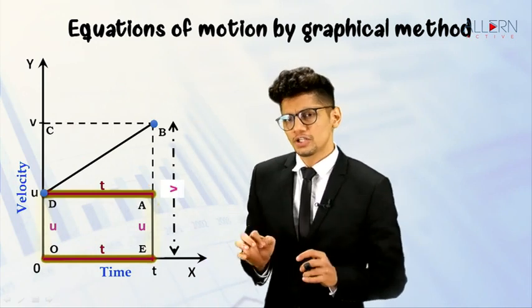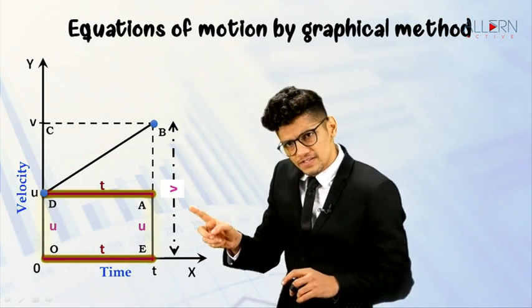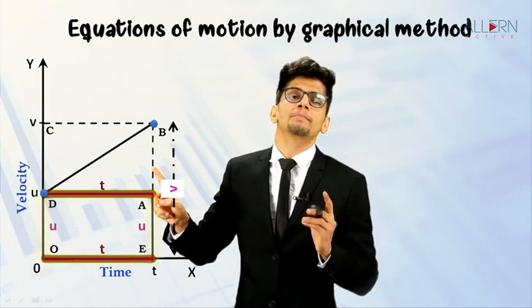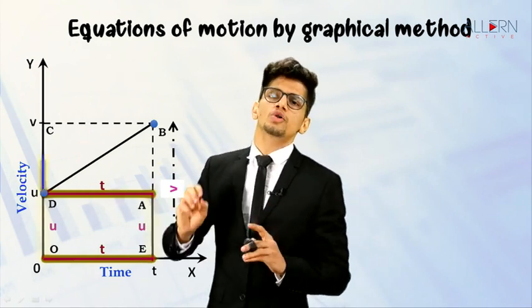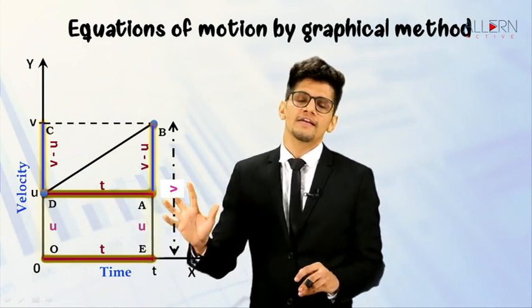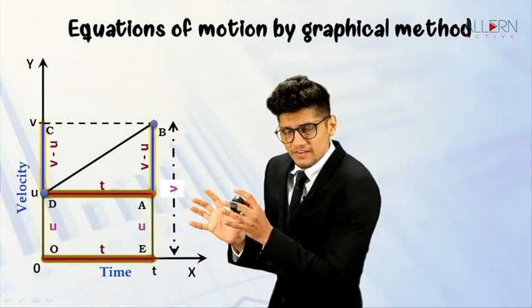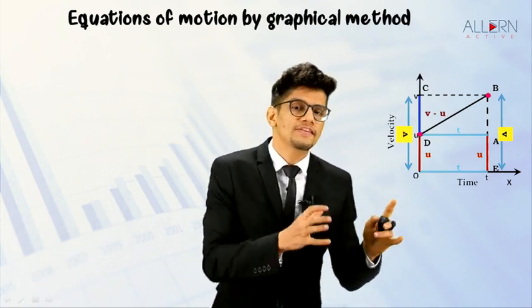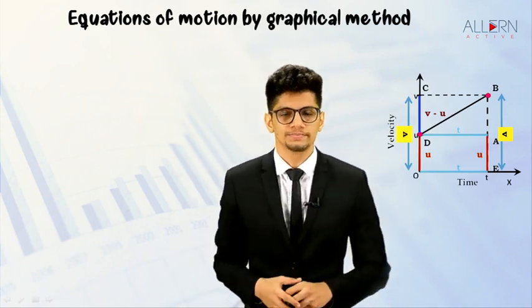Now let's pay attention over here. If this entire distance is v, this distance is u, that means this distance becomes v minus u, and this distance also becomes v minus u, right? So both these distances are v minus u. So this is the graph that we have. Using this graph, we'll derive all the three equations of motion.